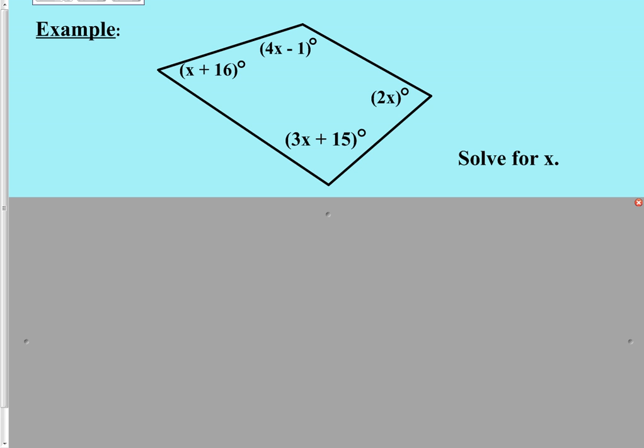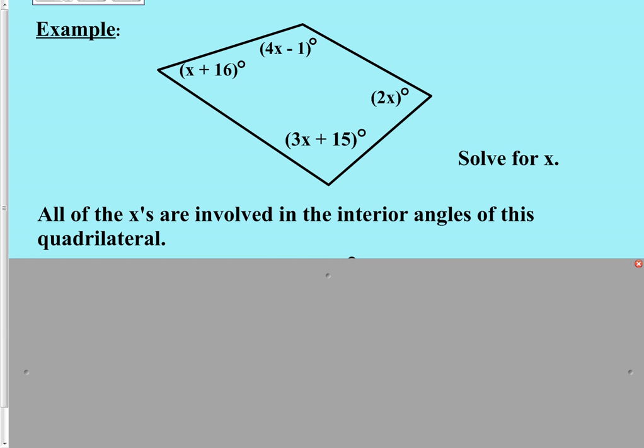And in our quadrilateral, we have a lot of information about the interior angles going on. In fact, the interior angles all have something to do with the variable x, and to nobody's surprise, we are told to solve for x. So what we need to start doing here is, just like anything else in geometry, you start asking yourself, what do I know about this problem? Well, first off, all of the x's are involved in the interior angles of this quadrilateral. So then your brain should go, what do we know about the interior angles of a quadrilateral?